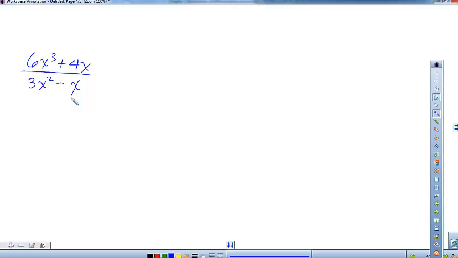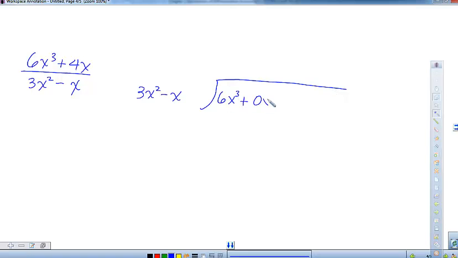We're going to actually do long division. If you remember how to do that, we divide by 3x squared minus x. And remember when we do this, save the space. So we've got 6x cubed, and then 0x squared, and then 4x, and then we could put a 0 there for the constant.